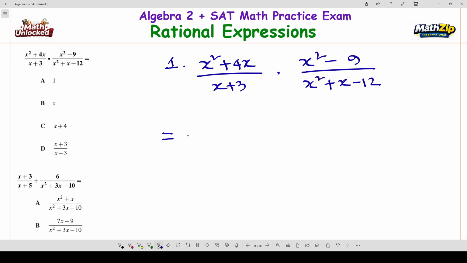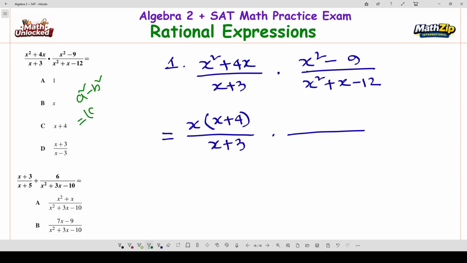From the first fraction's numerator we take common x, so we get x(x + 4). The denominator will be unchanged, x + 3 times x² − 9. We can use the a² − b² formula, which means (a + b)(a − b). So we can write (x + 3)(x − 3).